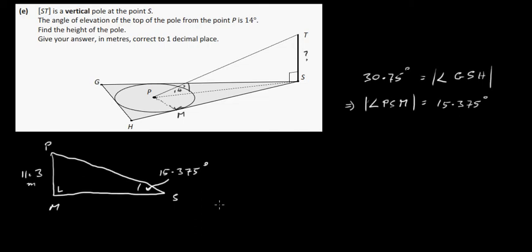Okay, now what I want to do here is work out what PS is, this distance along here down the middle. Because if I have that side, I have one of the sides of this vertical triangle. So I'm going to work out what PS is. In order to do that, I'm going to use sine of the angle PSM. So let's work through that. Sine of 15.375 is going to be equal to 11.3 over PS.